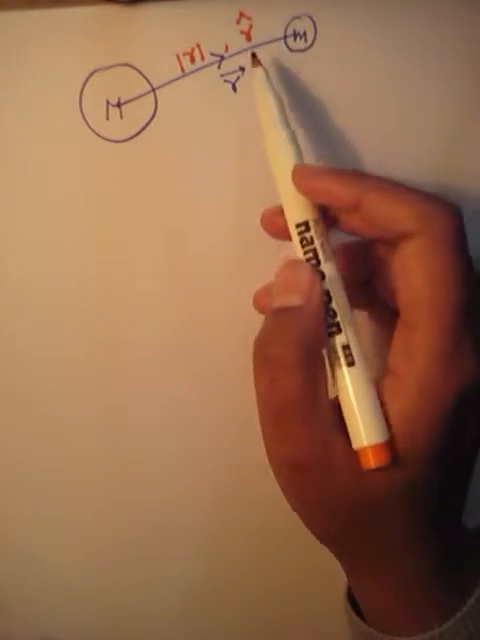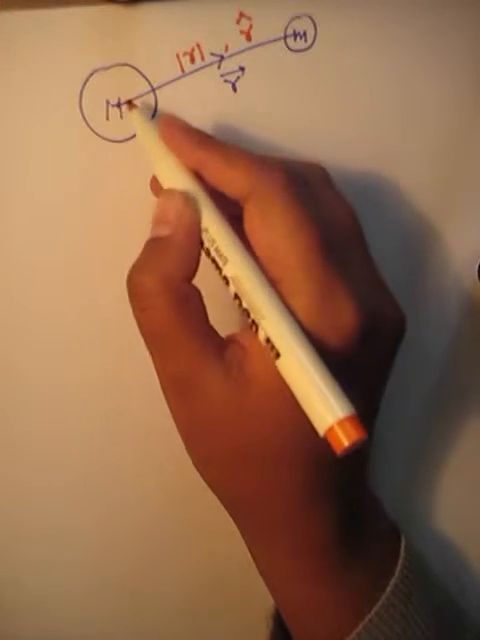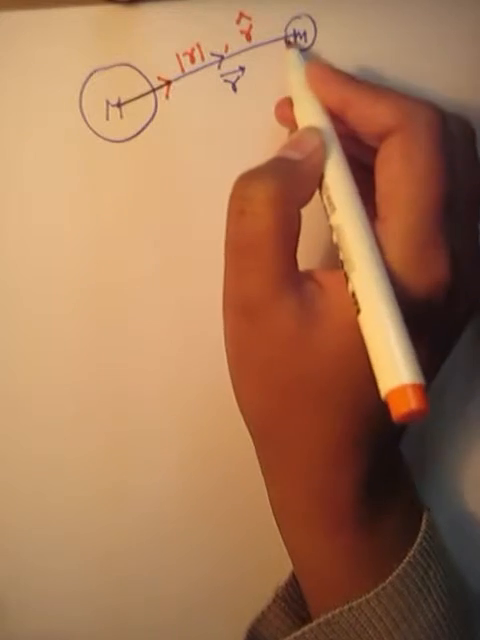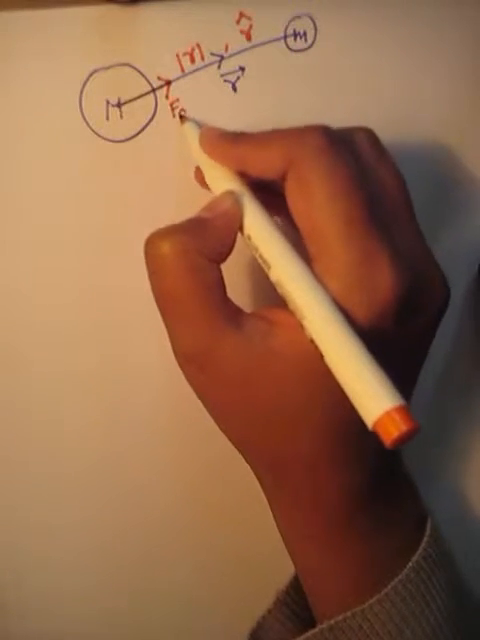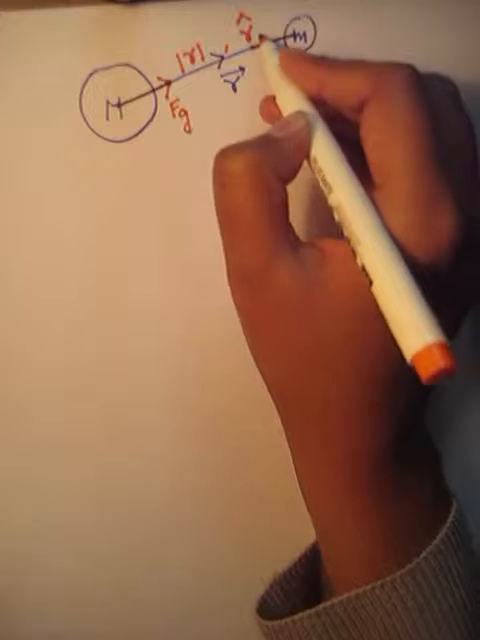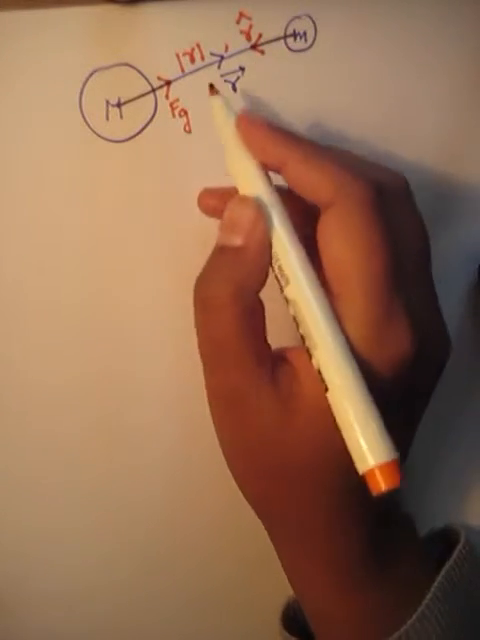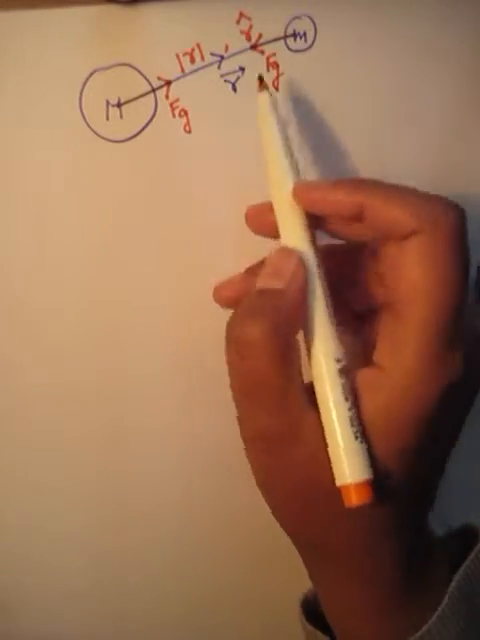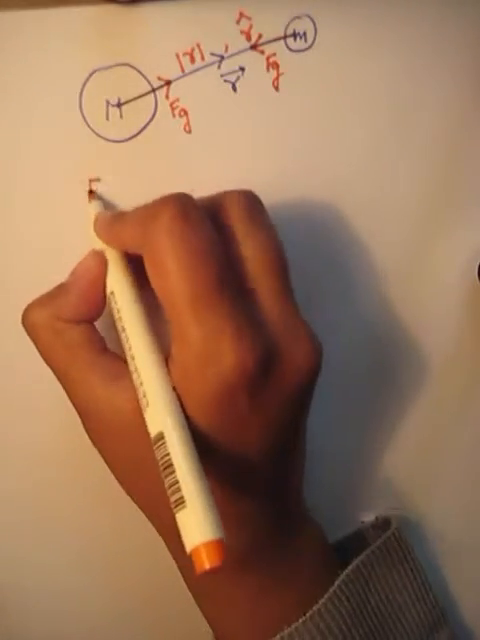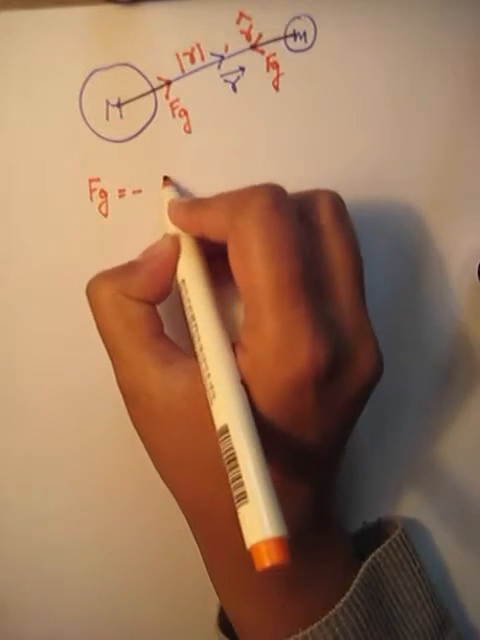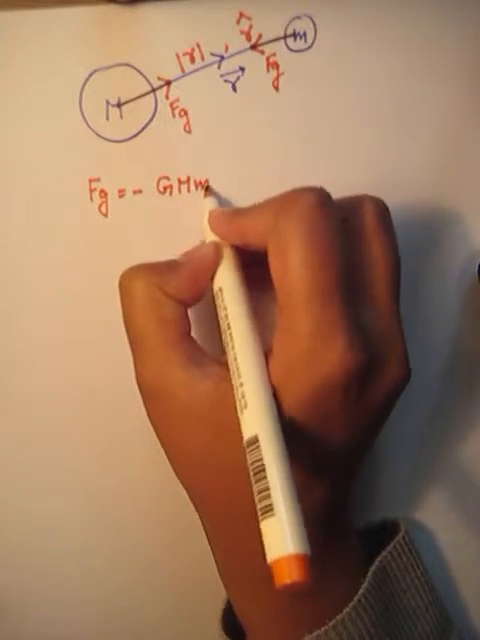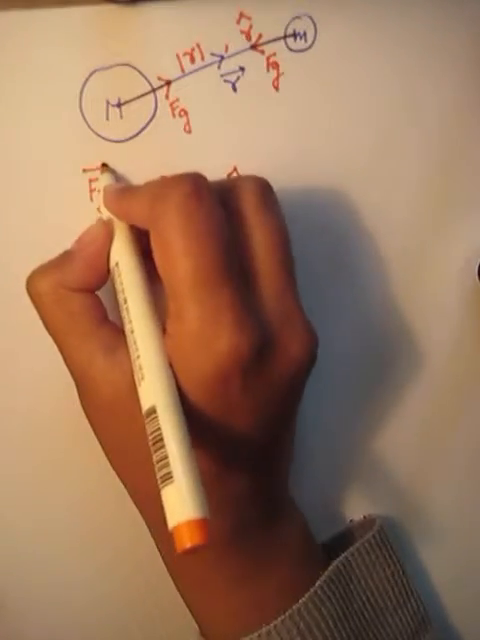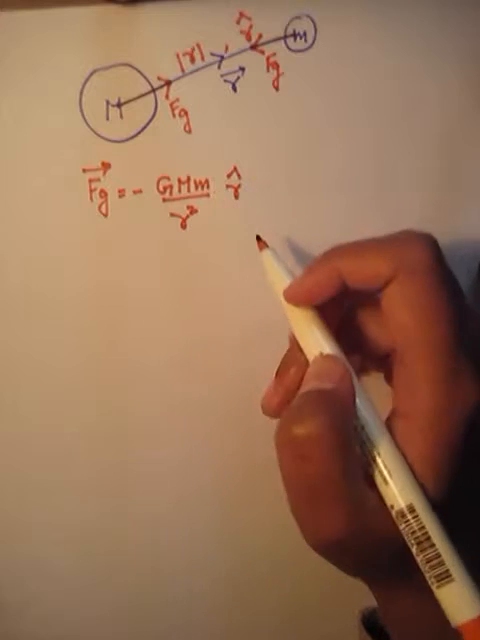It is along this line. Because you know that gravitational force is always attractive, this object will be attracted towards the smaller object by a gravitational force, and the same amount of force will be applied by capital M on small m also. So you'll have a gravitational force applied on both of them. In general, this gravitational force is given by minus G capital M small m upon r square, r unit vector.